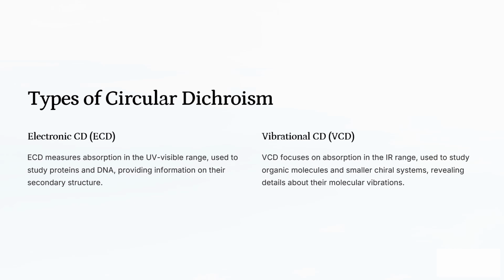Then there are types of circular dichroism. There are two main types of CD spectroscopy. First is electronic CD. It focuses on absorption in the UV visible range, which is particularly useful for studying proteins and DNA. Second is the vibrational CD, which operates in the infrared range and is used for smaller chiral molecules. Each type serves unique applications.